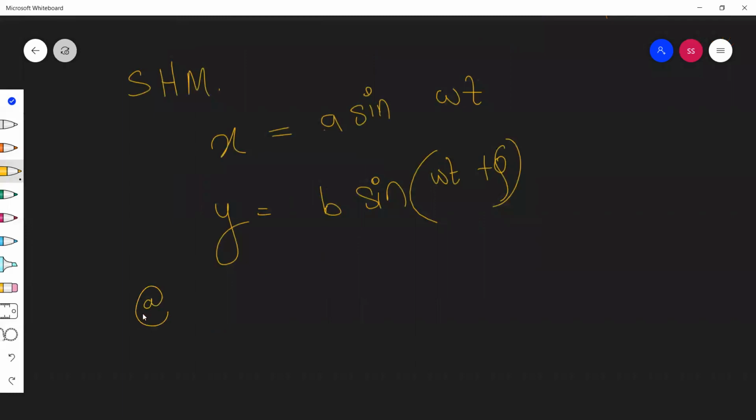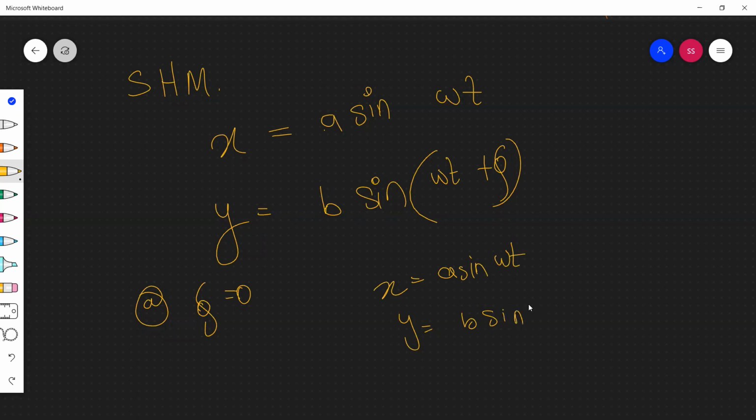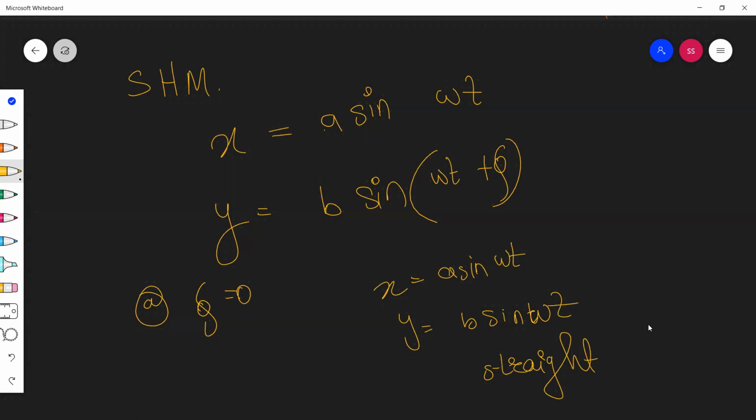लेटस से केस नंबर 1 is, let us say phi is equals to 0, then in that particular case it will be x is equals to a sine of omega t and y is equals to b sine of omega t, and particularly it will be a straight line, something like y is equals to b by a into x.